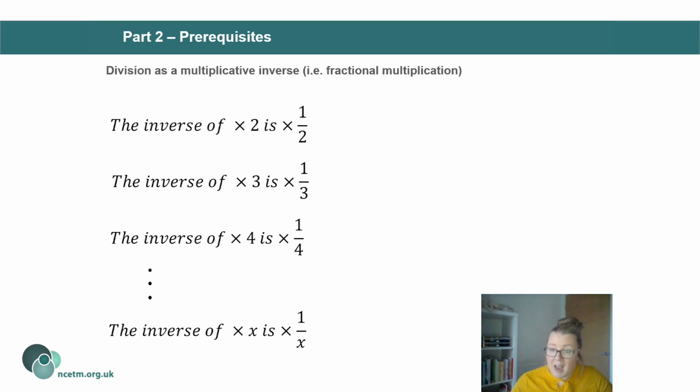This is just an axiom of maths, and so it's something that we need to be able to build confidence with students using. The inverse of multiplying by 2 would be multiplying by a half. Multiplying by 3 has an inverse of multiplying by a third, and so on and so on. If students understand this, the next section of our multiplicative reasoning is much, much easier.